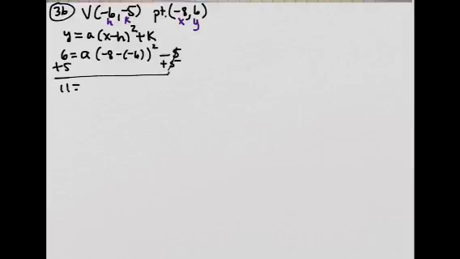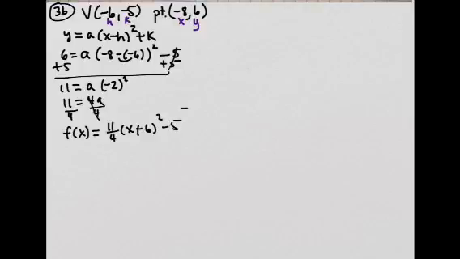So 11 equals A times, right here this is +6, so -8 plus 6 is -2, and we're going to square it, so that's 4. So 11 equals 4A, divide by 4, and there's your A. So the function is going to be f of x equals 11/4 (x plus 6) squared minus 5.